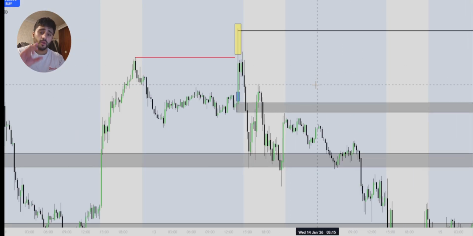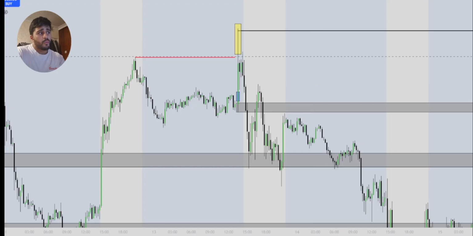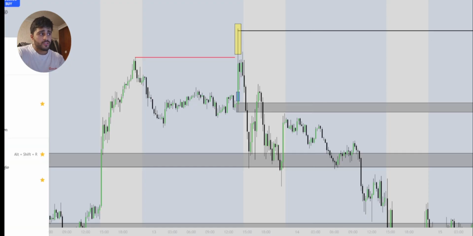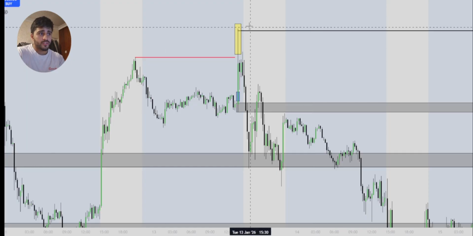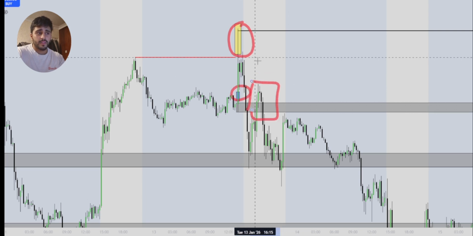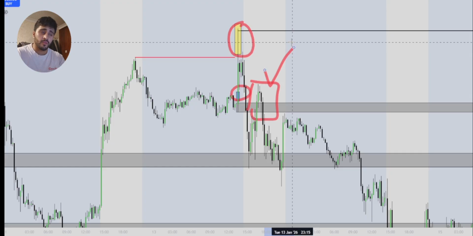So again, quick summary of what we've been through. When I started on the 13th, I saw the following. I saw a sweep, I saw a fair value gap, and then I saw an absorption in this area. This ticks the fact that it's a key level. This confirms that it's a key level.